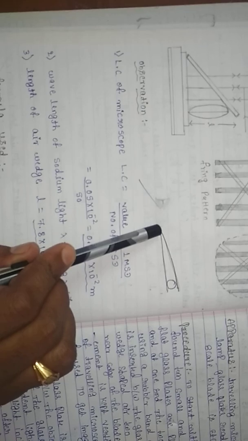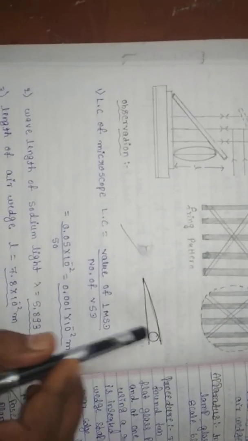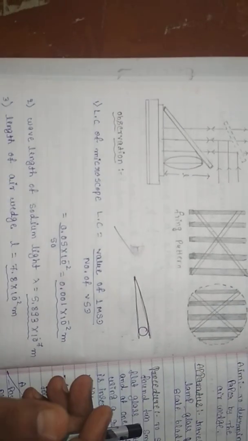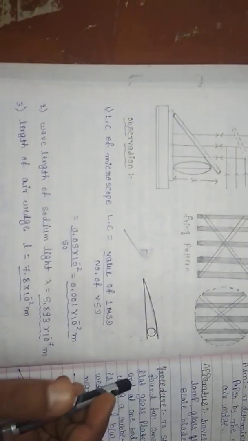Next is the length of the air wedge. L is equal to 7.8 into 10 raised to minus 2 meter. It is the length of the air wedge. As I already told, we take two glass plates, and in between the two glass plates a small piece of paper is sandwiched. That is an air wedge. Here we take the length of the air wedge, L is equal to 7.8 into 10 raised to minus 2 meter.